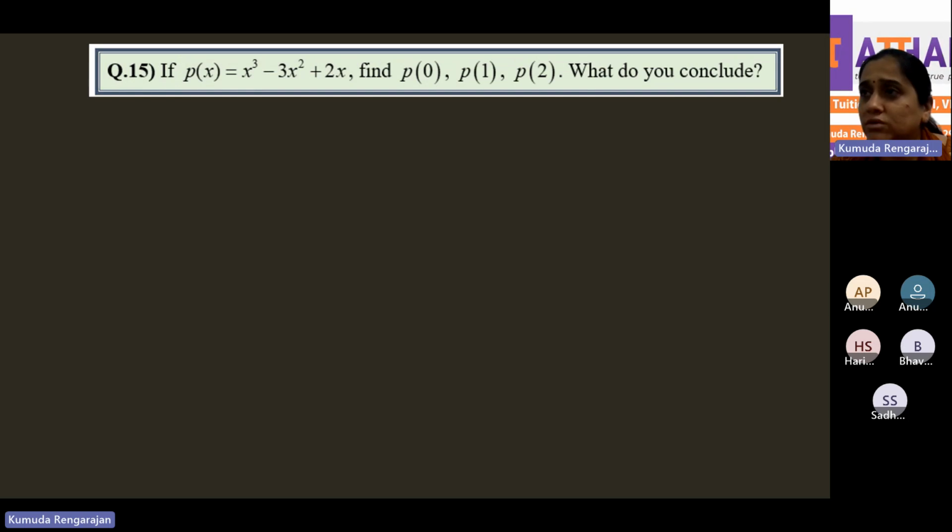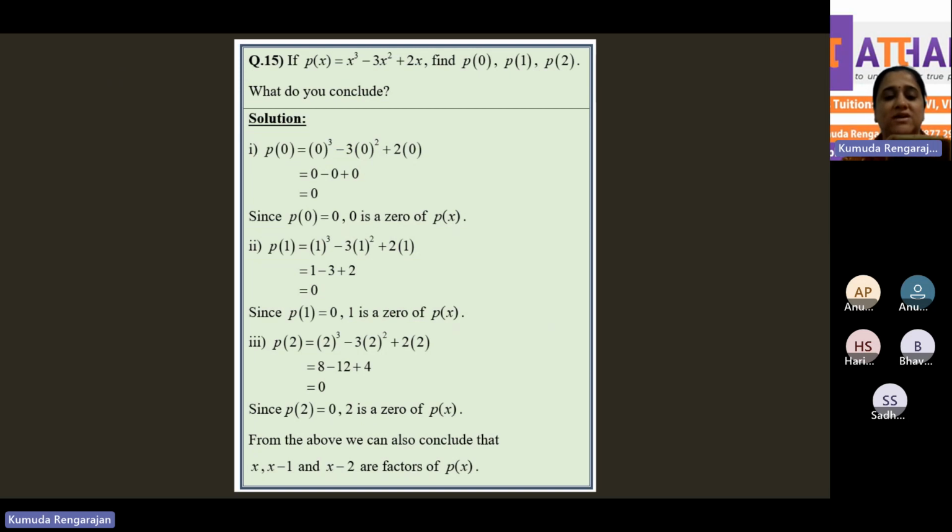What's P of 0? 0. P of 1? P of 2? 0. So P of 0, P of 1, P of 2, all 0. That conclusion I'll teach you in the next class. I'll teach you, or from the slide you can imagine. What can you conclude? I'll explain in the next class. It's time now. But you can see what you can conclude there.